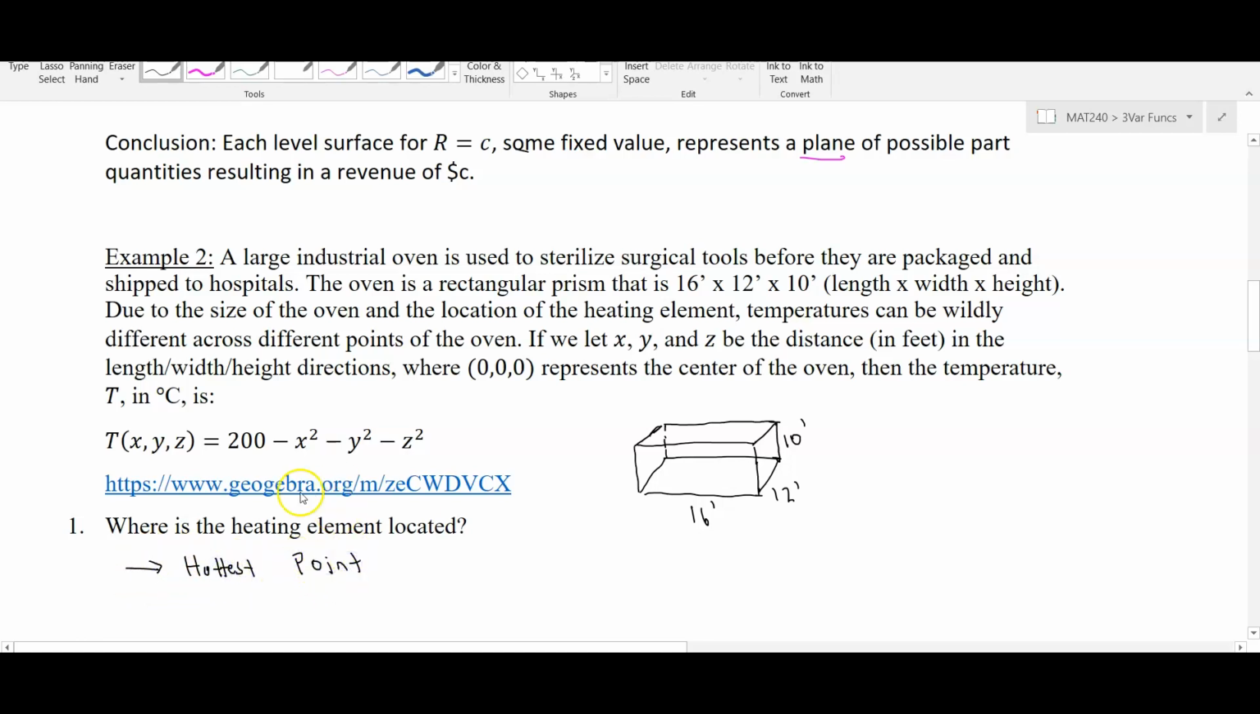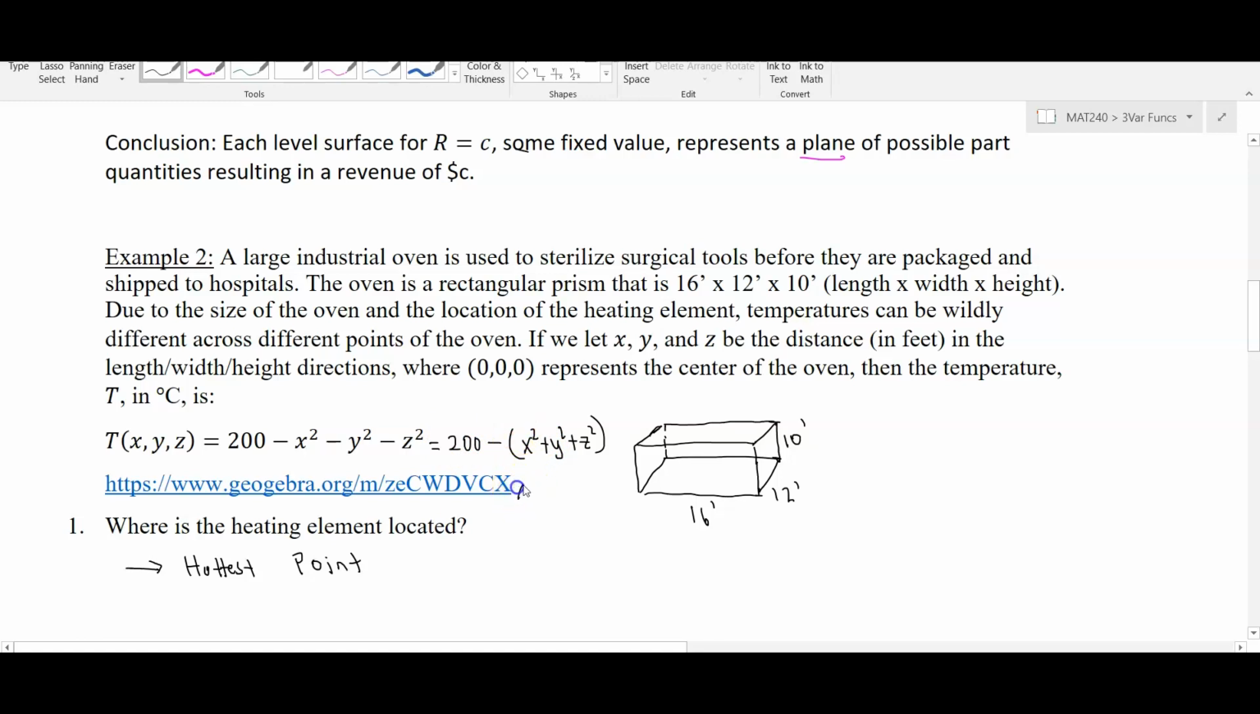It's not always trivial to analyze these types of equations, but one other way that I could write this is as 200 minus the quantity x squared plus y squared plus z squared. And what that allows me to see is that if x, y, and z become anything bigger than 0, then we're taking the temperature, 200, and we're subtracting something off.